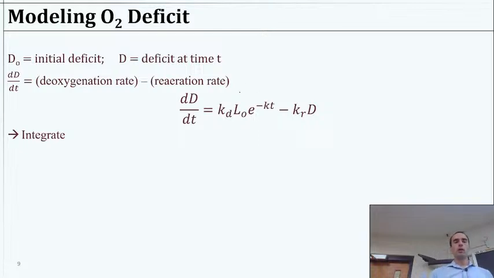Okay, so earlier we defined the rate of deoxygenation here and the rate of reaeration here. So we get that in the form of dD/dt equals KD L naught times e to the minus KD t, minus Kr times D. All right, so take a moment to integrate that.